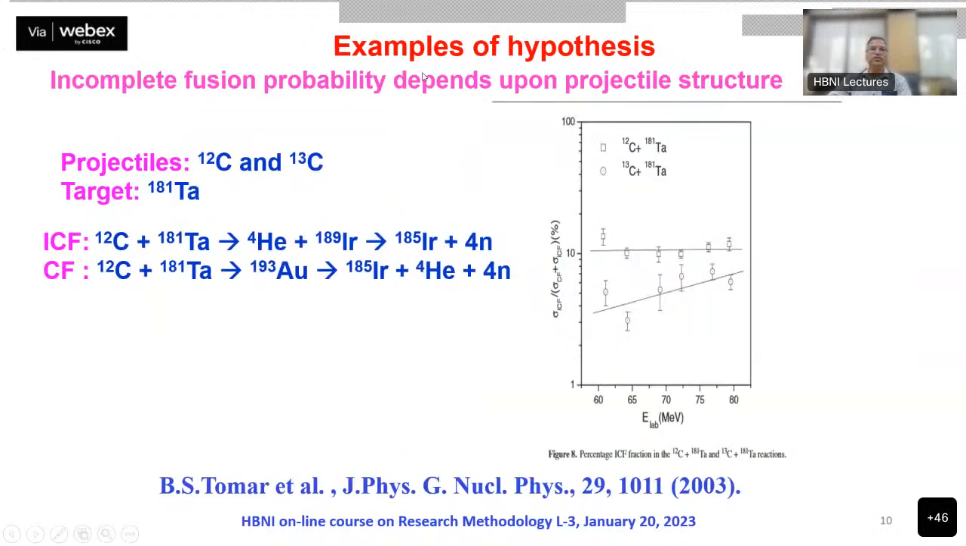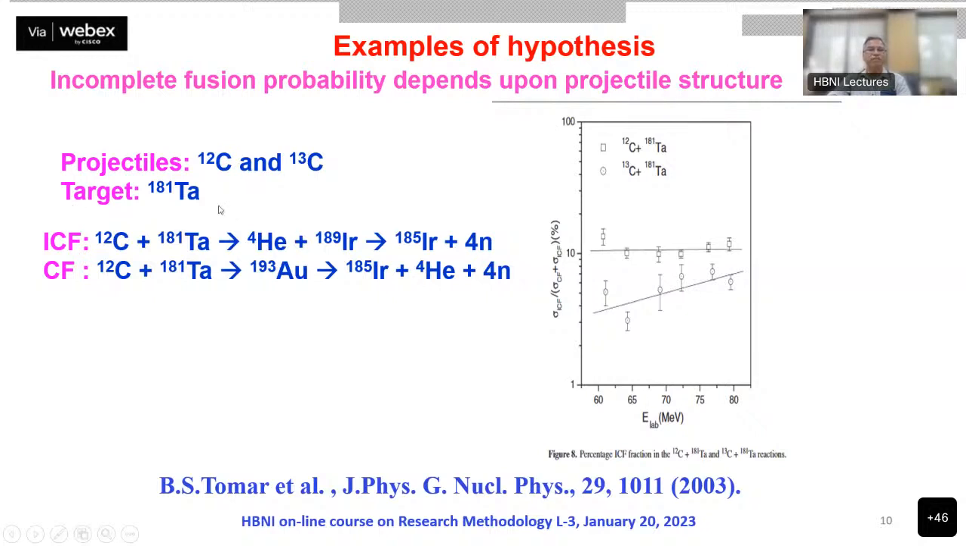Similarly, I just give you an example in nuclear physics, you can say nuclear chemistry also. You have a process called incomplete fusion. A projectile and a target can fuse together by complete fusion, or they can undergo incomplete fusion. I have taken a projectile, carbon-12 and carbon-13. The structures are different, and that is why the projectile structure becomes a parameter.